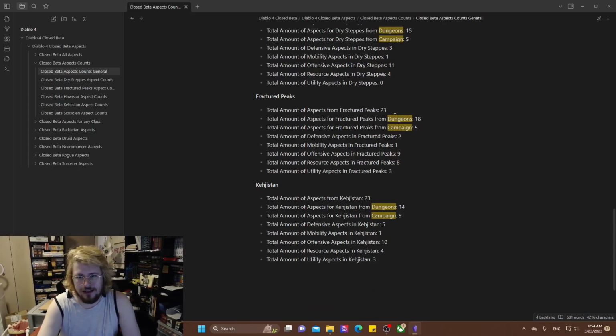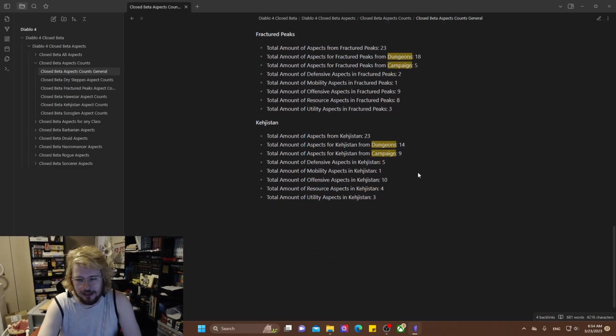In the Fractured Peaks, there is 23. This is Act 1. This is the area we have had access to in the beta. So there is 23 total aspects in Fractured Peaks. There's 18 from dungeons and 5 from the campaign. So there's 18 dungeons to do, and that's not counting the cellars, which doesn't really give you anything. There are 2 defensive aspects in Fractured Peaks, 1 mobility, 9 offensive, 8 resource, and 3 utility.